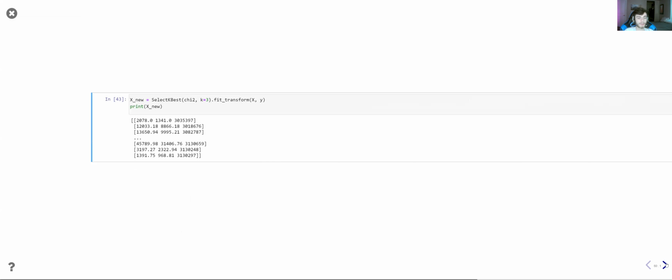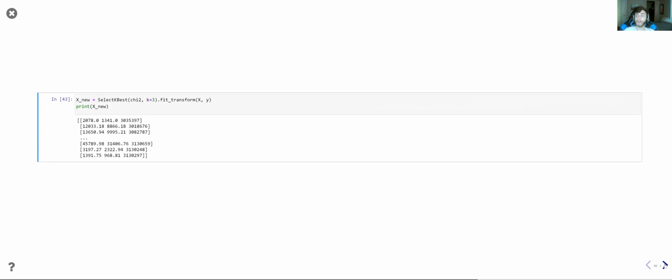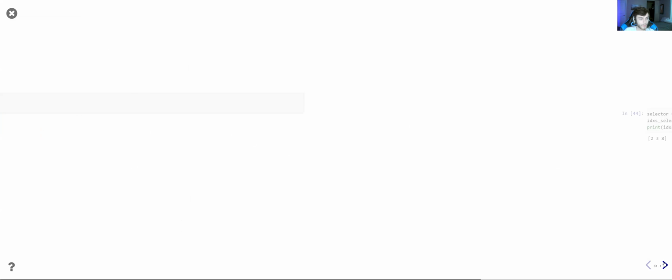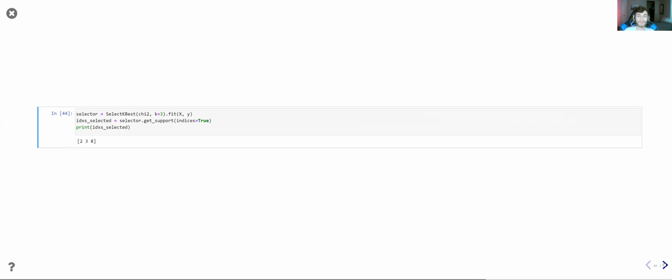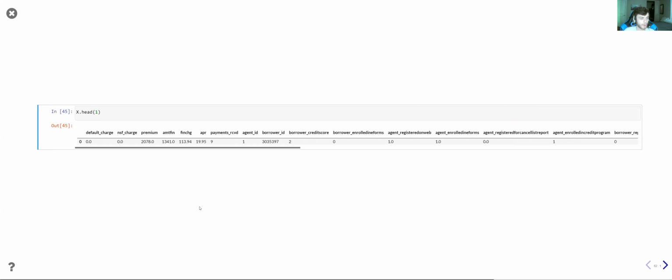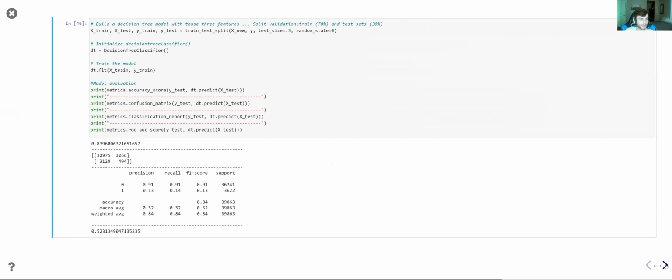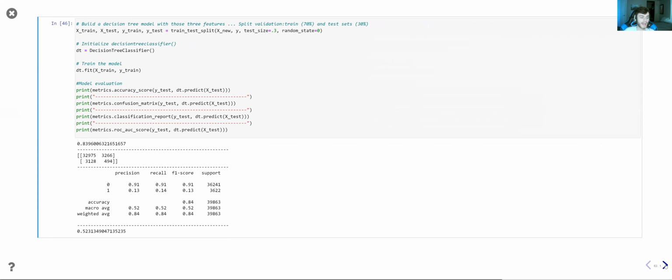Then moving on to feature selection, we wanted to say which variables are going to actually be the most important moving forward. So we did a k=3 for this and ran this data and got 2, 3, and 8 as the columns that were going to be the most impactful. So we can check here 0, 1, 2: premiums, amount financed, and borrower ID, at least in this model, were going to be the best. However, when we ran it through, we had 83% accuracy and 52% under the curve. So this was actually our worst model overall.